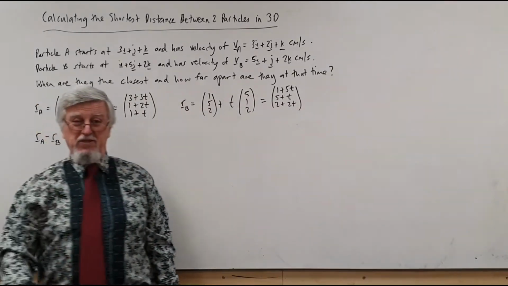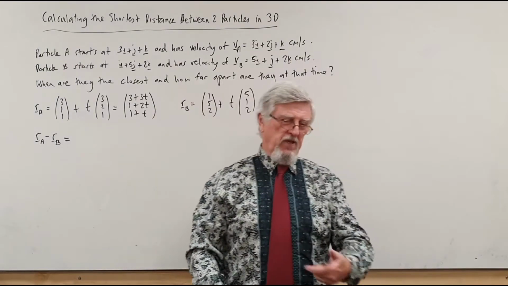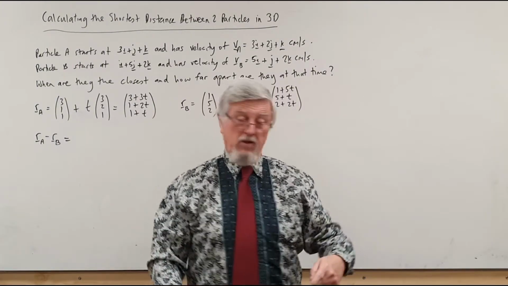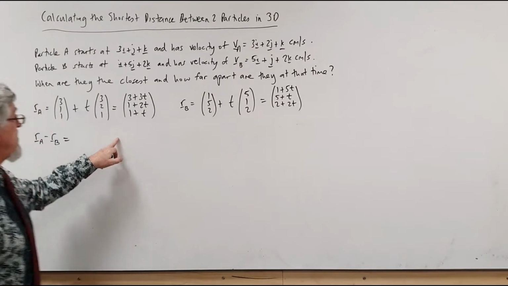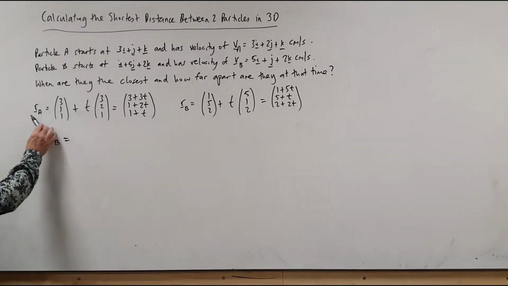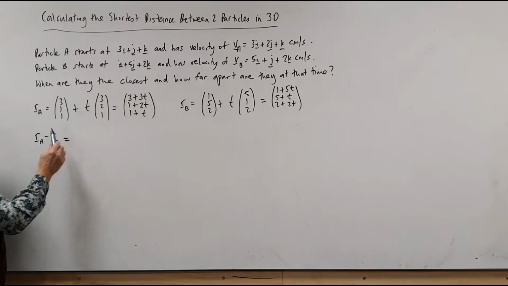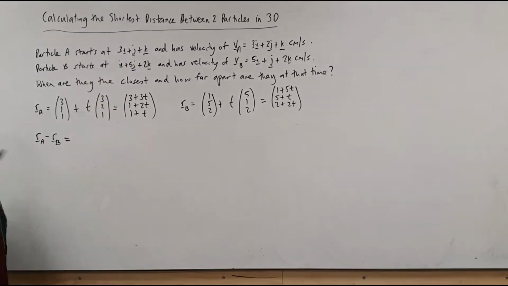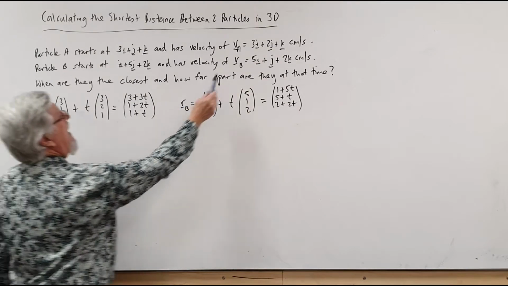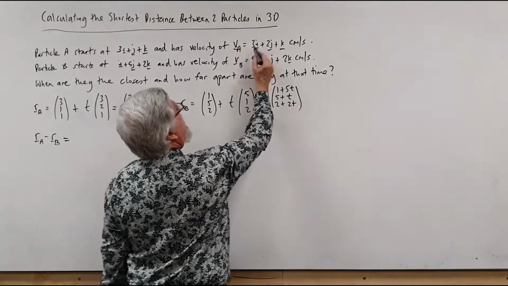You could actually do it on the spreadsheet and say where would they be after 0.1 of a second, after 0.2, and figure out when they were closest. So you can do all sorts of calculations, but let's have a look at what we've got. A started at this point. I'm going to write it as 3, 1, 1. I prefer writing it in this form because you don't have to write in the I's and the J's and the K's. And its velocity is 3, 2, 1.